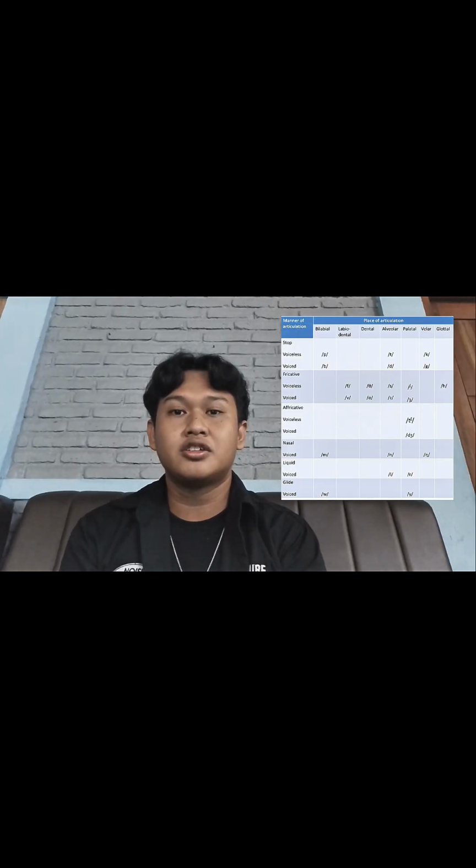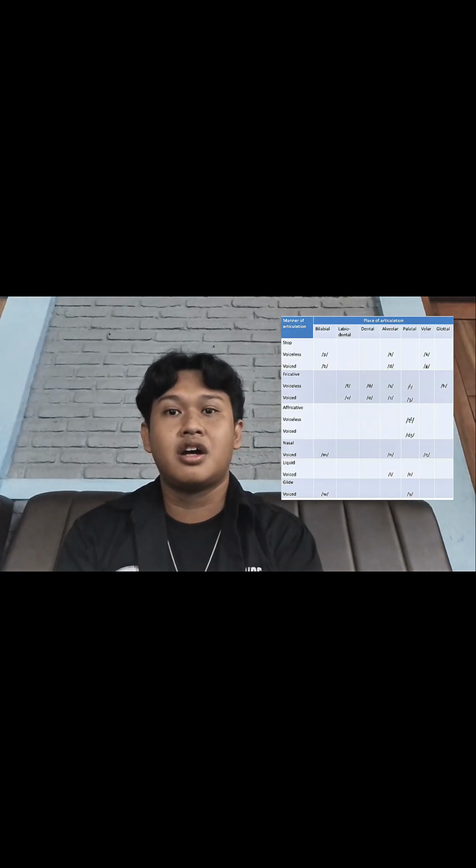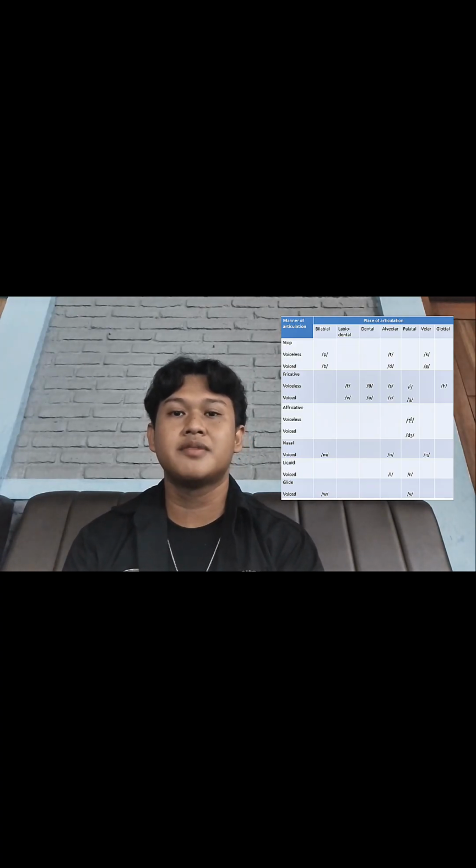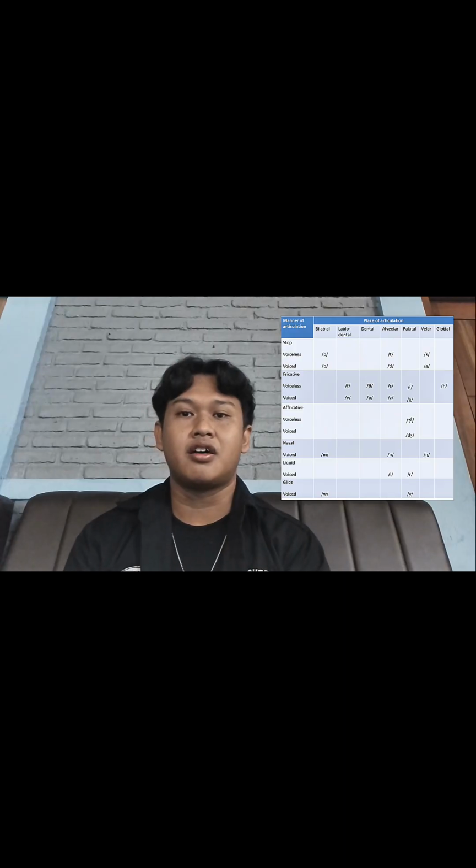The next is the consonant chart. Now, I will explain consonant articulation. English consonants are classified based on three dimensions: voicing, place of articulation, and manner of articulation. The first is voicing. Voicing refers to whether the vocal cords vibrate or not during sound production.